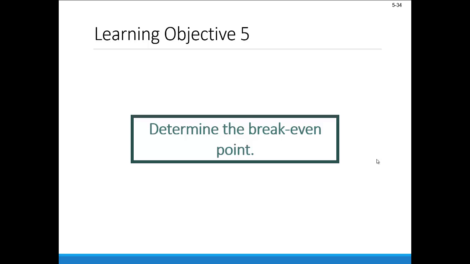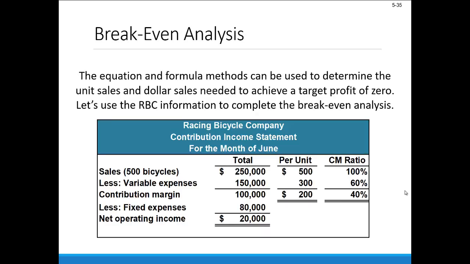So learning objective 5 in Chapter 5 was to determine the break-even point. We have a couple different ways to do this. As I've said before, these aren't my favorite words to use in this class, but we do have what we call an equation method and a formula method. Let's keep in mind first that the break-even point is that point at which net income is exactly zero, right? Not sales at zero or anything like that. Net income exactly zero.